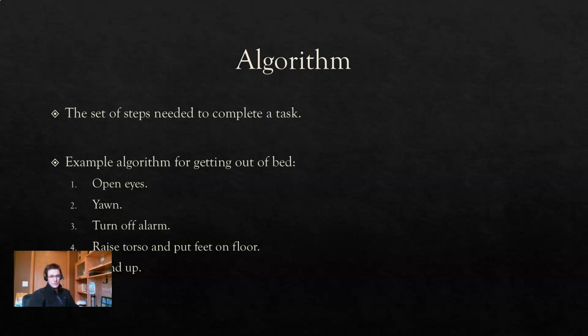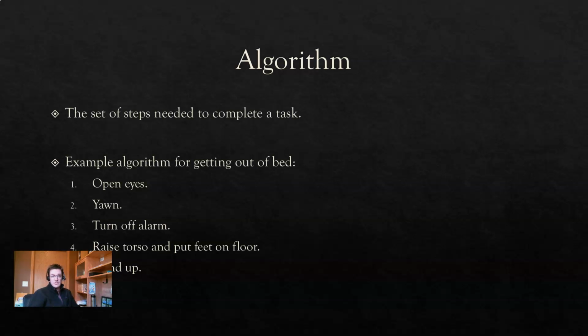Algorithm isn't just a word for computing, just so you know. Like I wrote an algorithm here for getting out of bed. This is typically how things go for me. I open my eyes, I yawn, turn off my alarm, and then depending on what kind of day I'm going to have, I either smile or frown. I didn't put that in there. And then I sit up and I put my feet on the floor and I stand up, right? Those are the steps. I could break it down into smaller steps, depending on how you like to describe things.